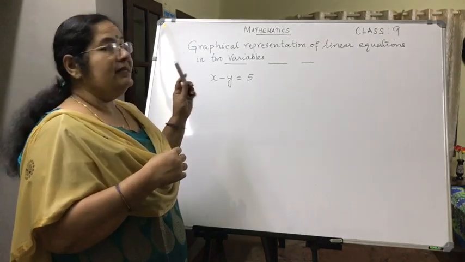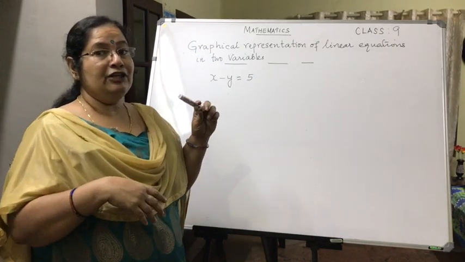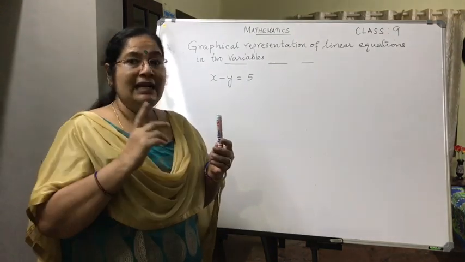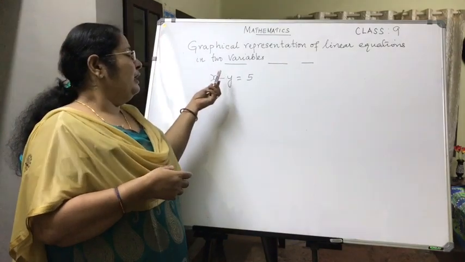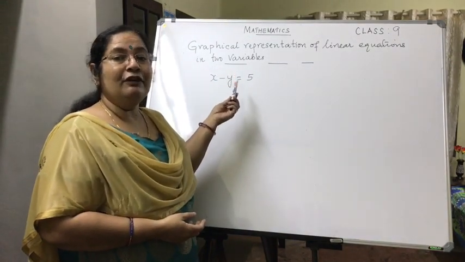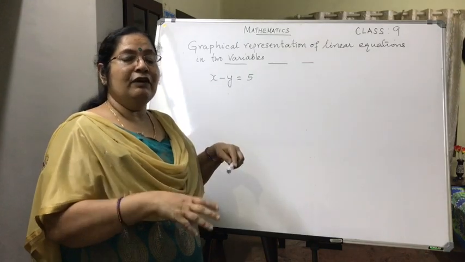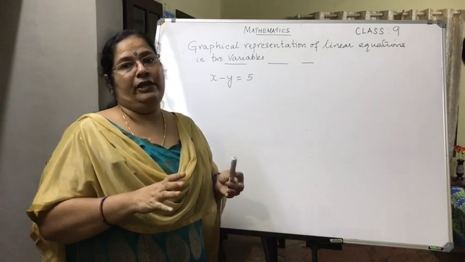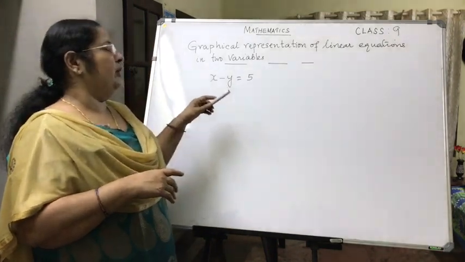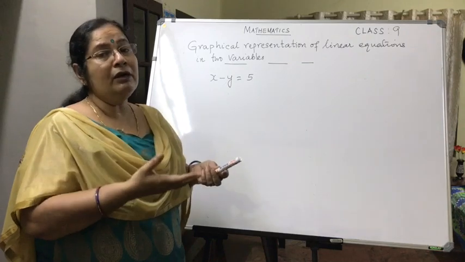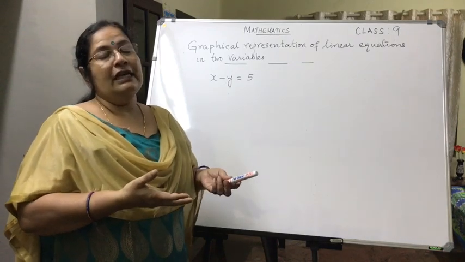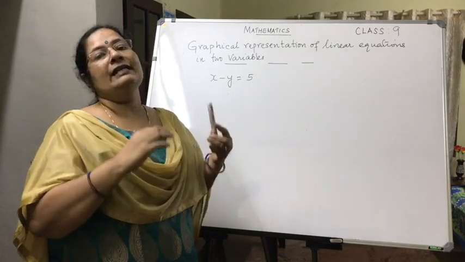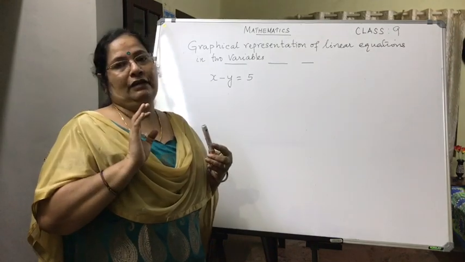To represent this graphically, we have learned in coordinate geometry how we represent a point. A point is represented using the x and y coordinates. So here also, when you are finding values for x and y, that is the solutions, you are actually getting an ordered pair, which will represent a point. Like how we found the solutions algebraically, we will find some solutions and then plot those solutions as points on a graph.